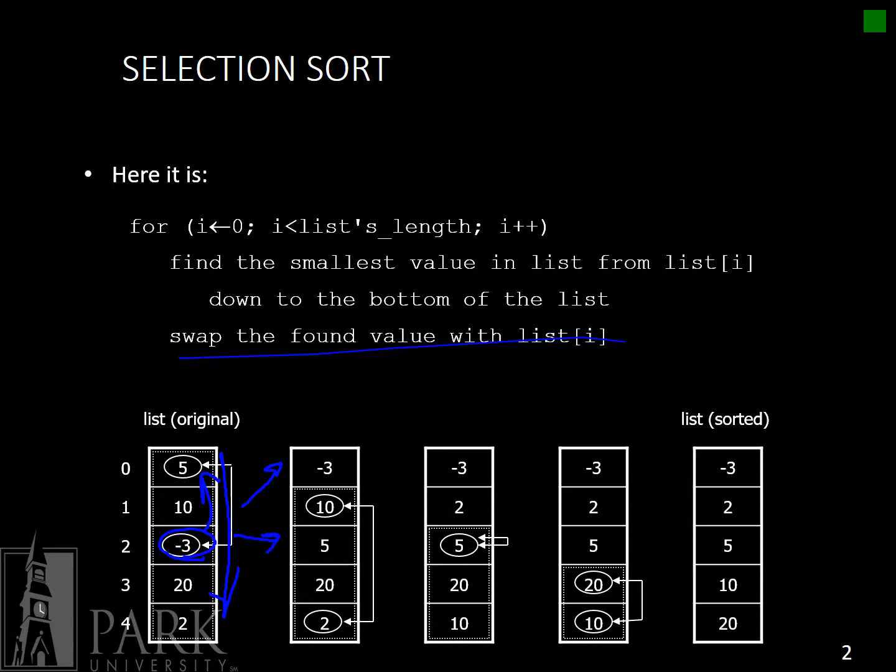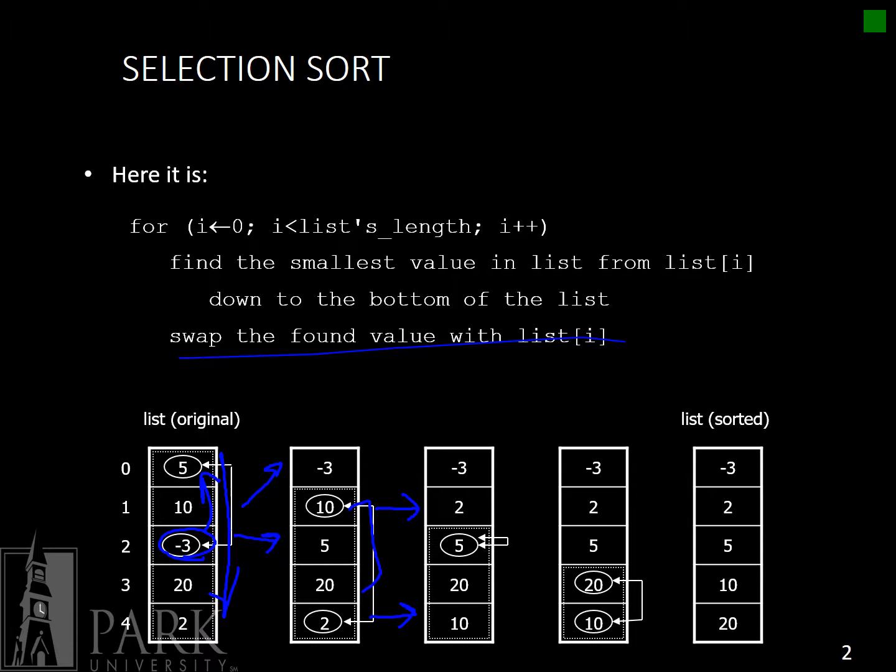Then we're going to go with the next iteration. We're going to go to i plus 1, i++. We're going to increment, and we're going to start here, and we're going to go down and find the next smallest value. And we're going to swap those, right? And then the result of that you can see here.